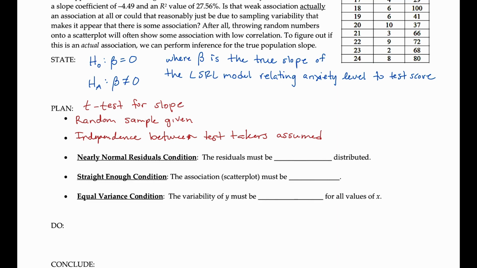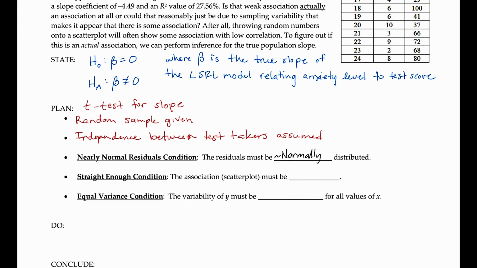So let's get into the new conditions here. So we have one called the nearly normal residuals condition. The nearly normal residuals condition says that the residuals must be approximately normally distributed. So what does that mean? That means that we need to check that the residuals, okay, so not any of our x's or y's up here, but that when we run the regression, that the residuals are roughly normal.